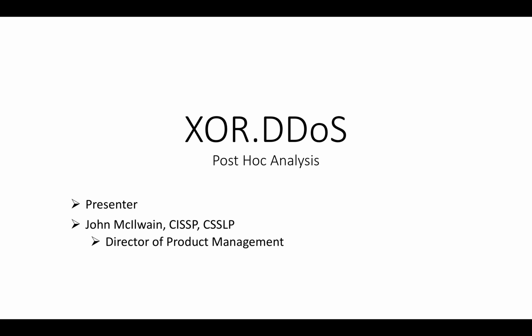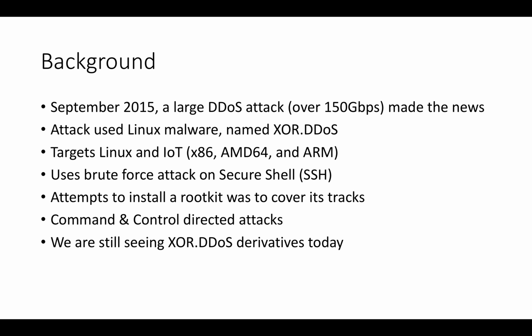I'm going to be going through a post-attack analysis of the XOR DDoS that happened, and a little bit of background on that. In September of 2015, there was quite a large DDoS attack, over 150 gigabits per second, and it made just the regular news. What was a little bit interesting about this one is that it was Linux malware. You'll see where we got the name XOR DDoS from in a couple of slides here.